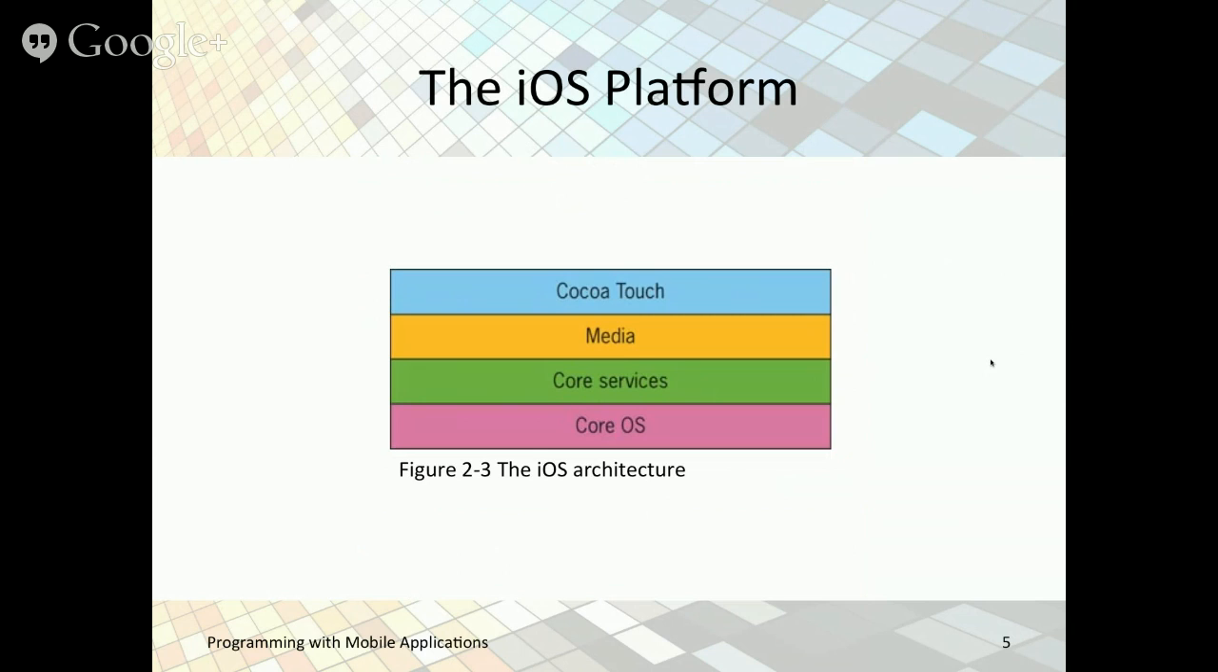Okay, so here's the iOS platform. It's much simpler than Android. The apps sit on top of the Cocoa Touch layer, which contains many of the frameworks used to build apps, including user interface components, the map kit, the messaging kit, and more. The media layer includes tools for graphics, audio, and video. And the core services layer contains lower-level frameworks such as location and networking services. So there's not as much to the iOS platform.